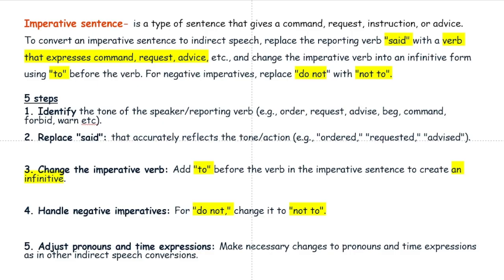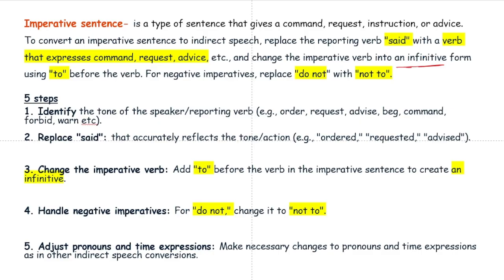If you remember, in interrogative sentences, we were changing the reporting verb said to asked, right? In the same way here, said will change into command, request, or advice. And our main verb will change to an infinitive. Now, what is an infinitive? Infinitive is to plus verb. Whenever we are talking about infinitive, it is always going to be to plus verb. Clear? Okay. Now again here also we have 5 steps.